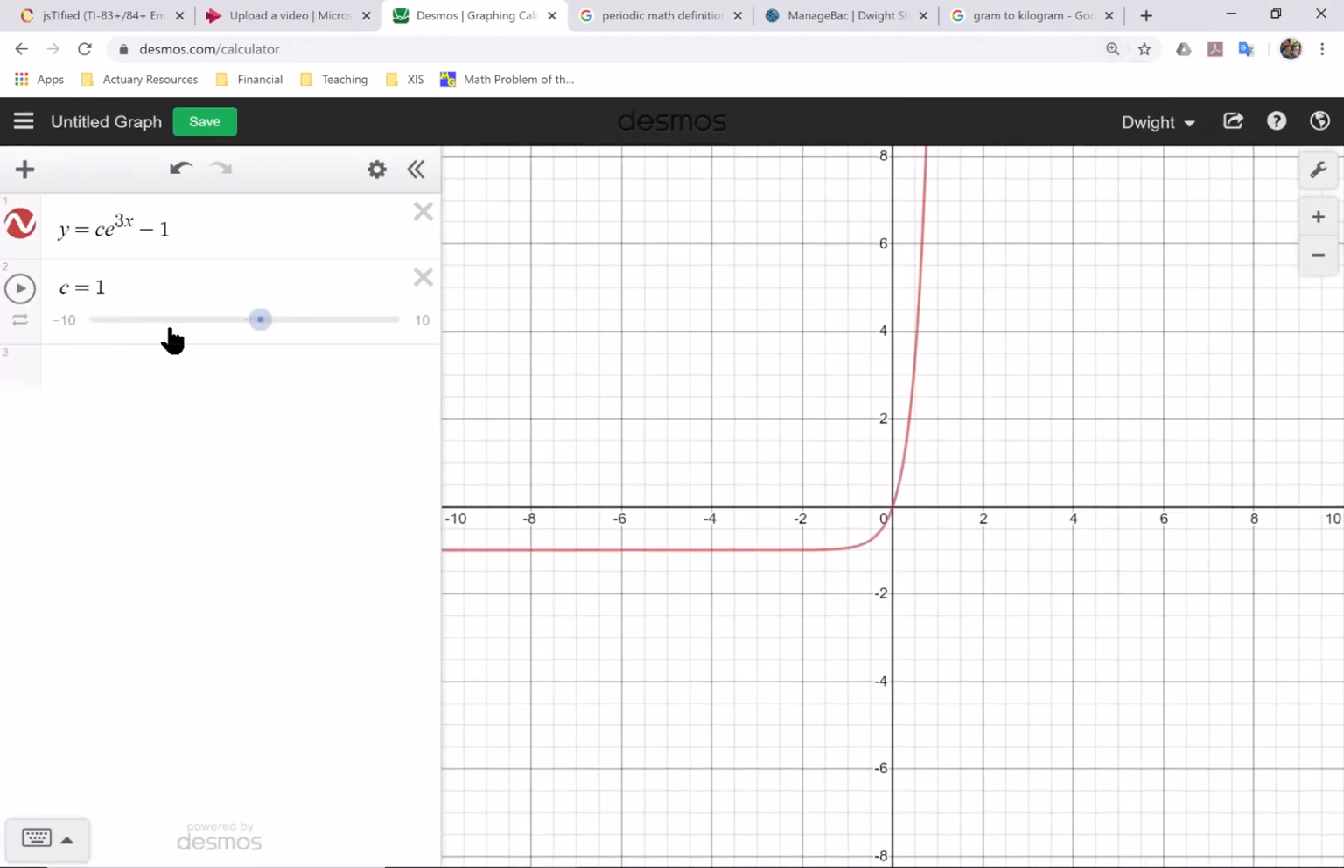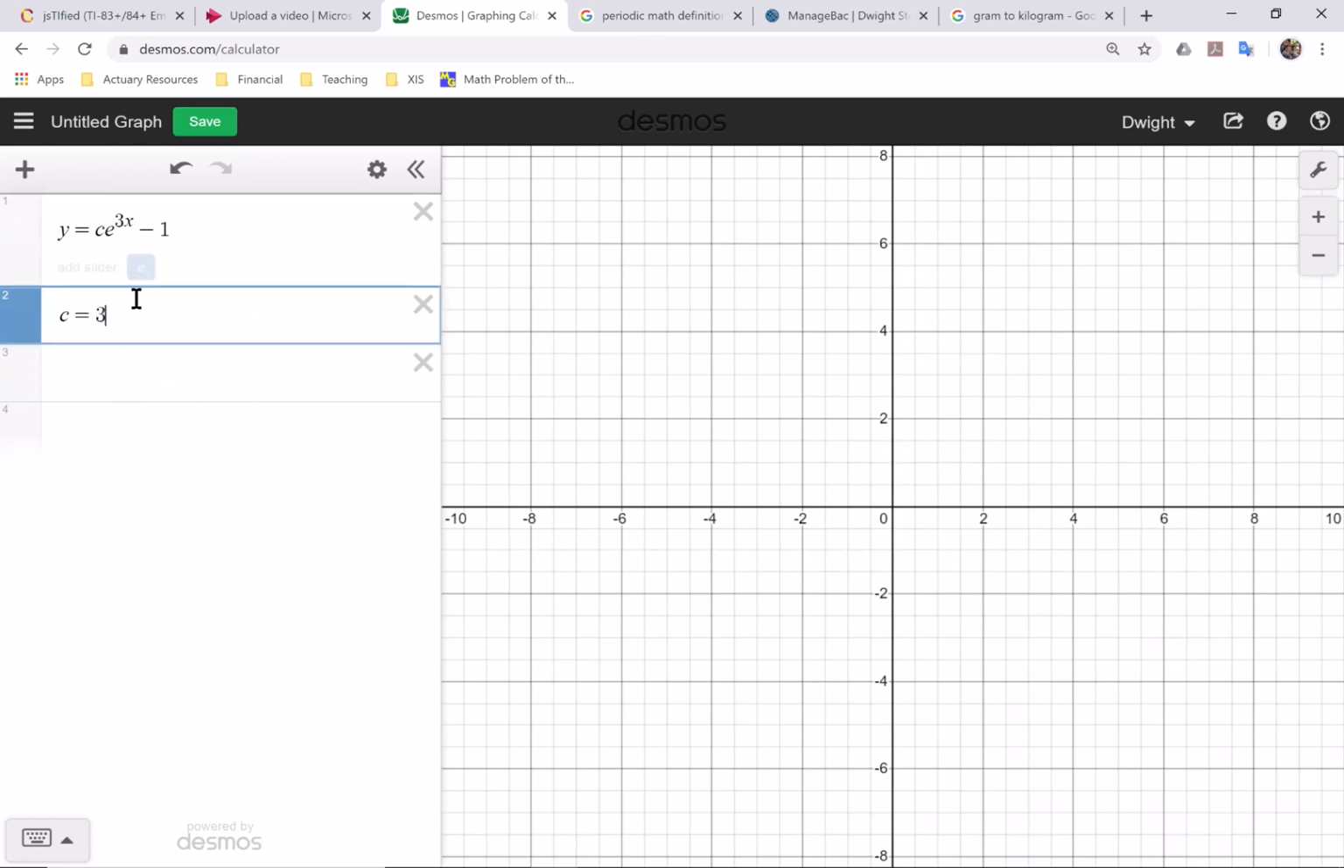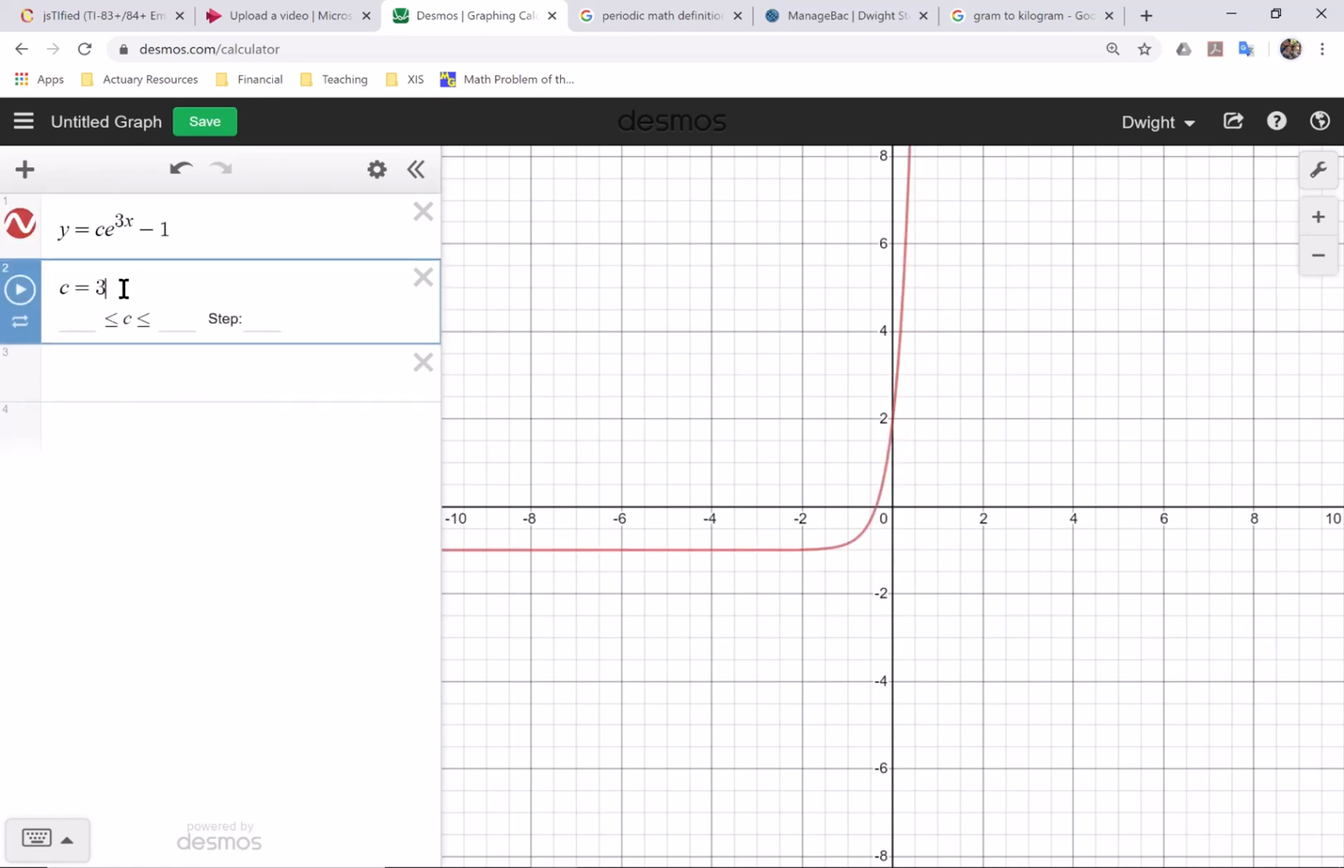Right, add a value of c. So for c equals 1, it looks like that. And if it was c equals 2, the function would look like that, right? Just a little bit steeper. If c was 3, it would look like that.